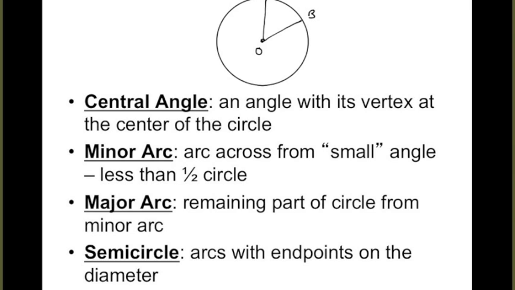Remember when we name an angle, we use our angle symbol, and we name 3 letters. The vertex must be the middle letter. So our vertex in this one is O, which is the center of the circle.